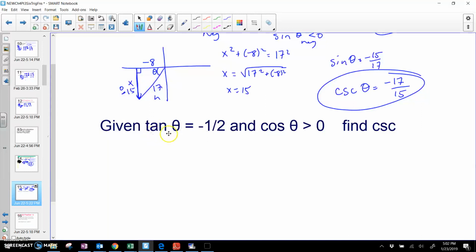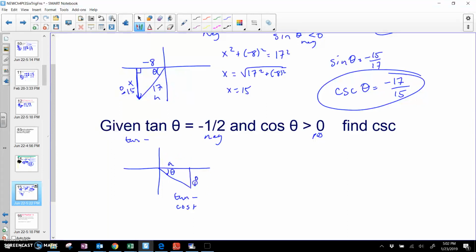And so one more example: tangent is negative and cosine is positive. So I have to find the quadrant where tangent is negative and cosine is positive. Well, tangent is negative in quadrants 2 and 4, and cosine is positive in quadrant 4. So we're talking about this quadrant down here. So that's where I draw my triangle. Tangent is opposite over adjacent.